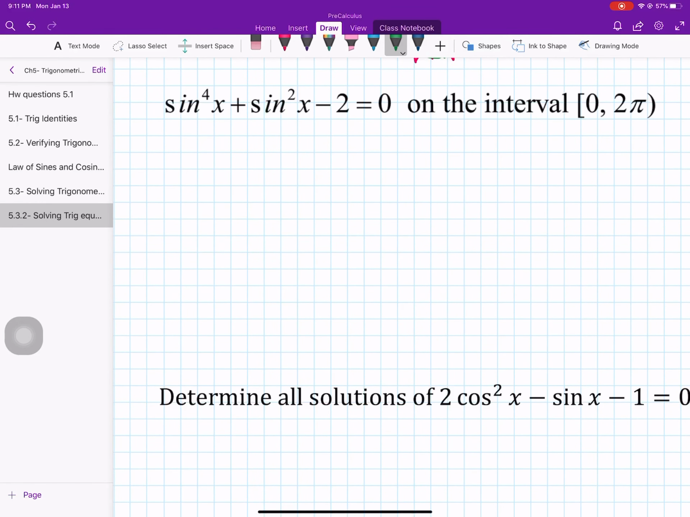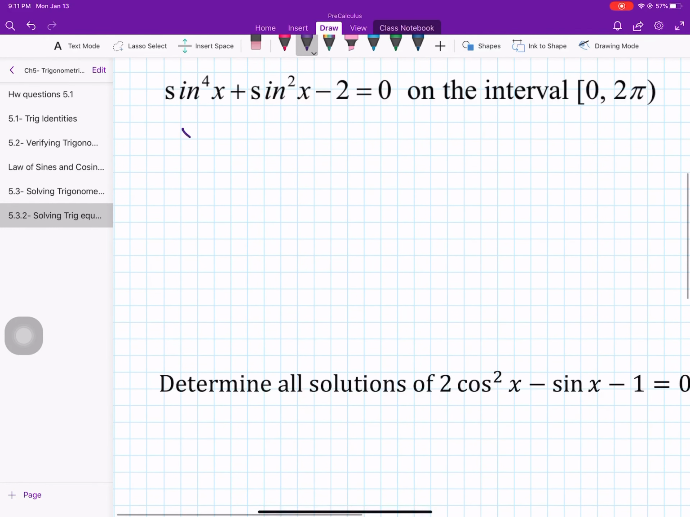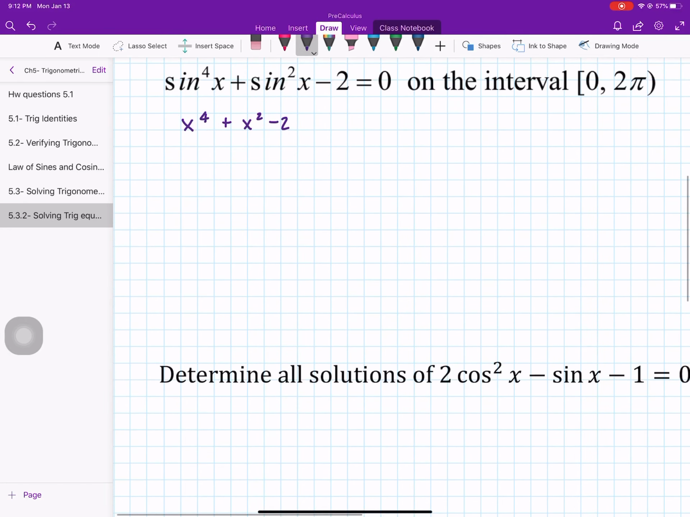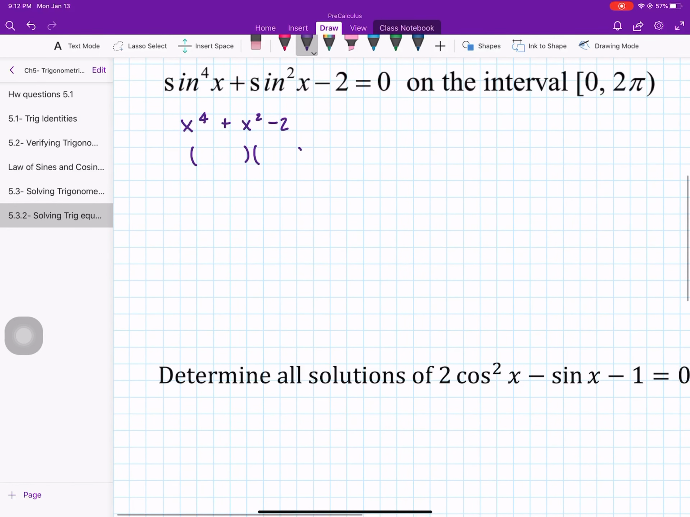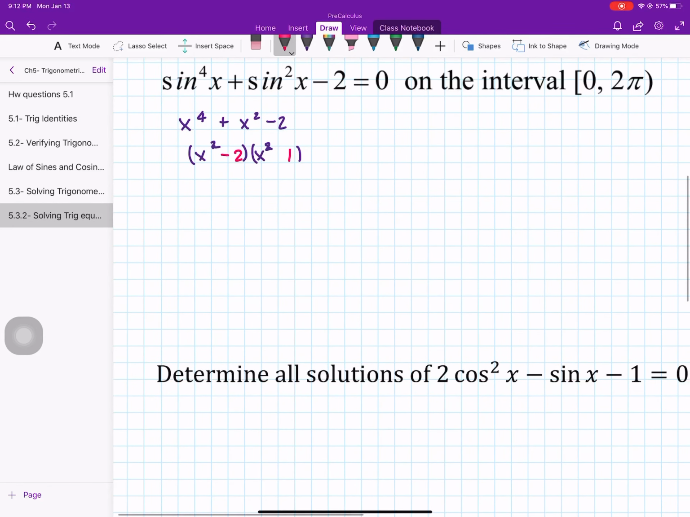Now let's check this one out. Sine to the 4th of x plus sine squared of x minus 2 equals 0. Well, if this didn't jump out at you as a factoring problem, it should, after I take a second, just to write it like this. If it was x to the 4th plus x squared minus 2, that should jump out as a factoring pattern. It would be x squared and x squared, because x squared times x squared gives you x to the fourth. And the numbers that multiply to -2 but add up to +1 would be +2 and -1. That would be how you factor it.